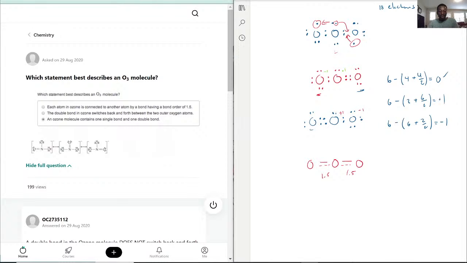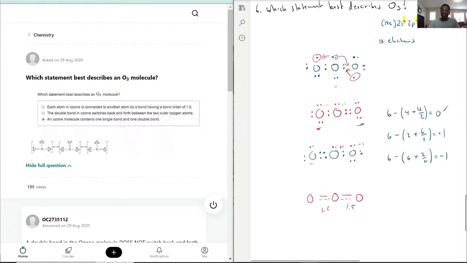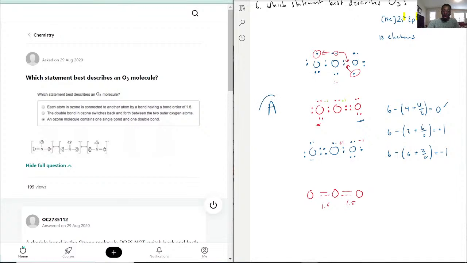So with that all being said, the most correct statement is here: each atom in ozone is connected to the other atom by a bond having the bond order 1.5. This is the most correct statement. That's why the answer for this one is A, the first choice. A double bond, as I stated, is not switching back and forth. That's just how you represent the resonance structure, but you want to get the whole picture of resonance.